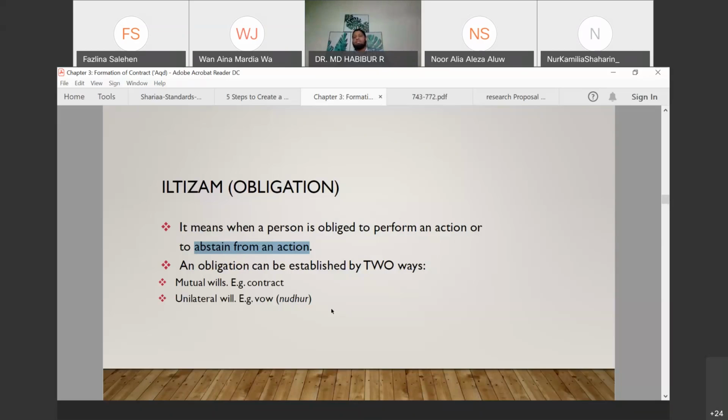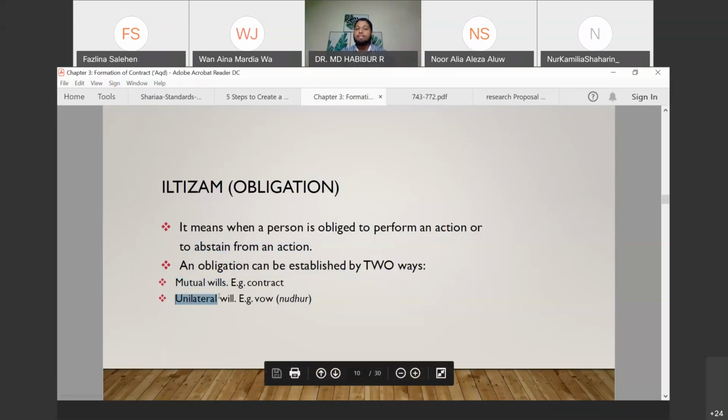It means something which is binding on you. So iltizam can come mutually. For example, a contract of buying and selling, or leasing, the agreement between lessor and lessee, the agreement between buyer and seller. So iltizam can come from mutual wills.